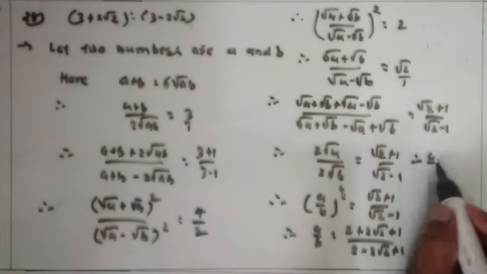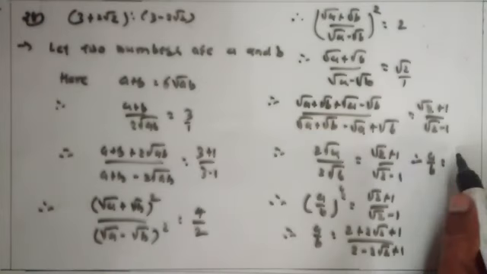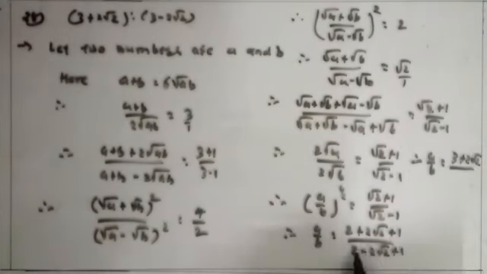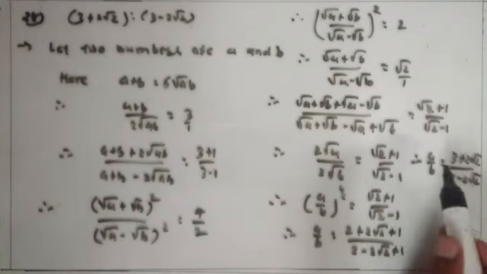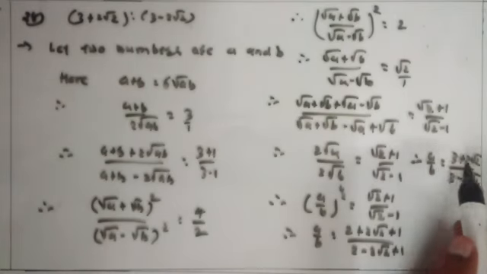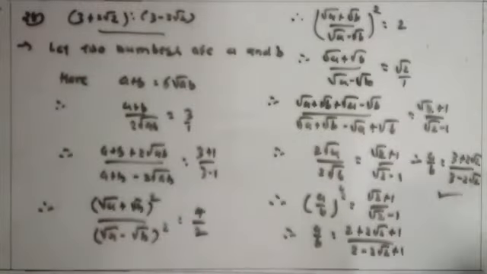Therefore, A upon B is equal to, here 2 plus 1 become 3 plus 2 root 2 upon, here 2 plus 1 become 3 minus 2 root 2. Clear? Hence, the ratio of the given two numbers is equal to 3 plus 2 root 2 upon 3 minus 2 root 2. Okay? Hence proved.